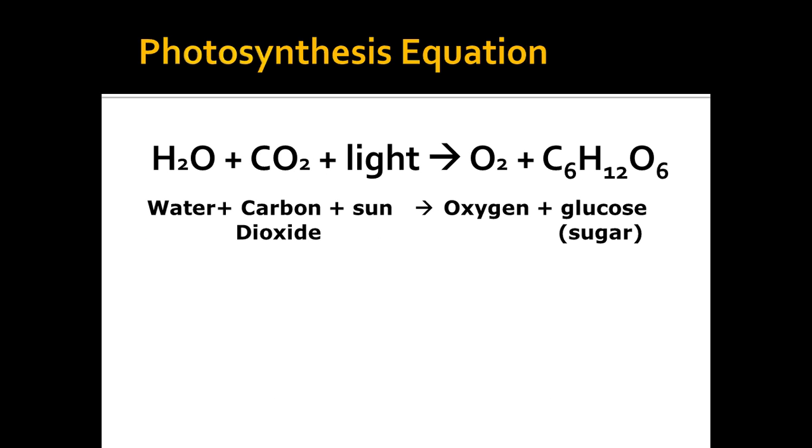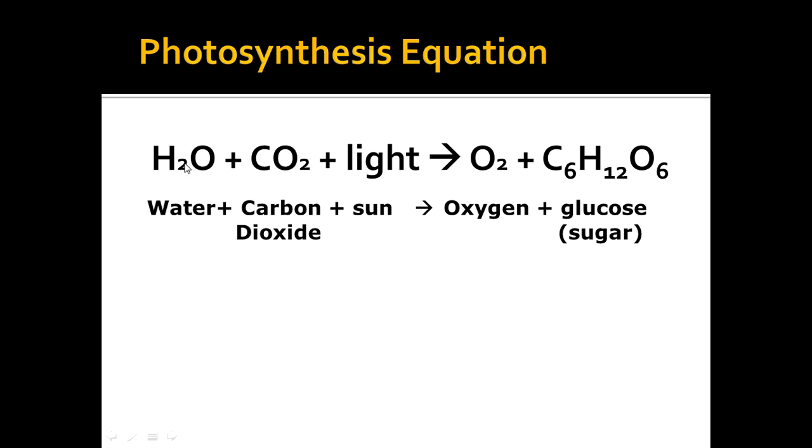The equation for photosynthesis is water plus carbon dioxide plus sun gives off oxygen and glucose or sugar. Above all of the words here, you can see the chemical symbols for each of these items. So the chemical symbol for water is H2O. Chemical symbol for carbon dioxide is CO2. For sun, we just write light. Chemical symbol for oxygen is O2. And the chemical symbol for sugar is C6H12O6.